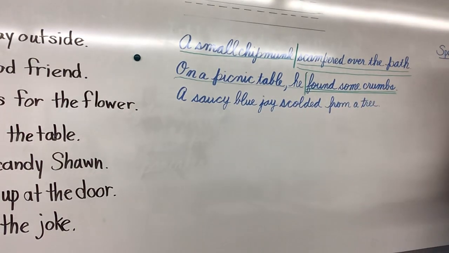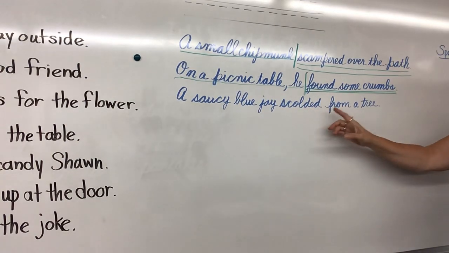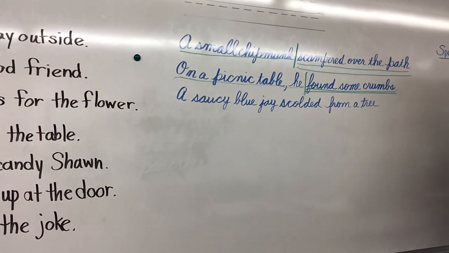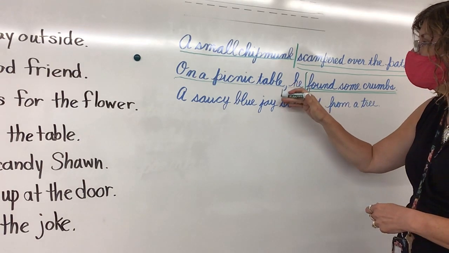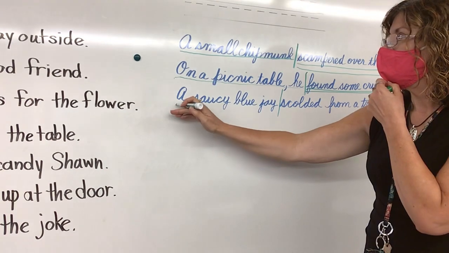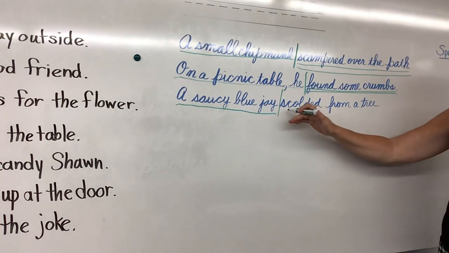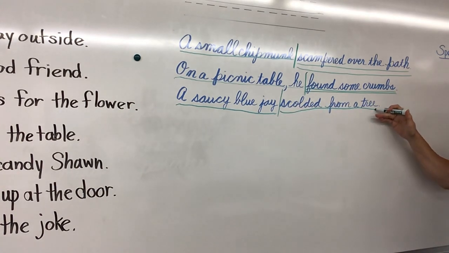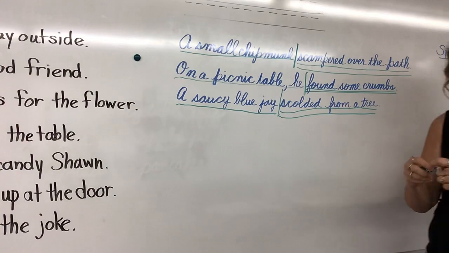All right, next sentence. A saucy blue jay scolded from a tree. So what is that sentence about? Somebody else. Olivia? A blue jay. Okay, so a saucy blue jay, so we're going to take the mark after blue jay. And what's the subject part? A saucy blue jay. And what's the predicate part? Scolded from a tree. That is what the saucy blue jay did. He scolded from a tree.